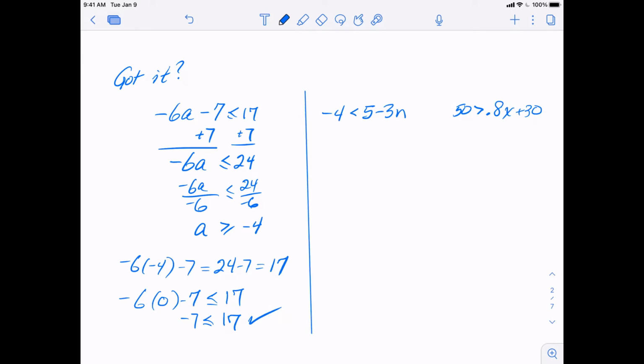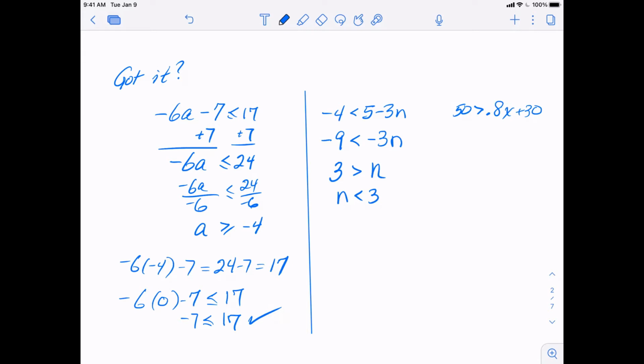Now let's take a look at the second problem. We have negative 4 is less than 5 minus 3n. So we can subtract 5 from each side, and this would be negative 9 is less than negative 3n. We can divide both sides by negative 3, so that would give you 3 on this side, and we switch the inequality, 3 is greater than n. And I like to make sure that the variable is on the left side. So sometimes when I solve these, I'll rewrite these as n is less than 3. Just kind of flip the whole thing over.